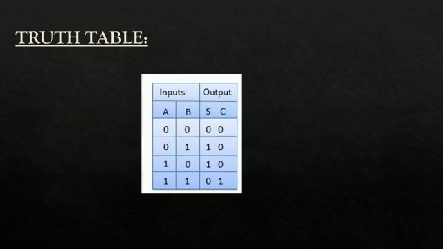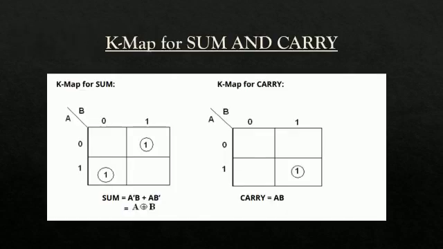and this is the truth table. That is, if you give input as 0 and 0, then the sum will be 0 and the carry will be 0. If you give input as 0 and 1, then the output will be 1 and 0, that is sum 1 and carry 0. Likewise for other. Now the next one is K-map for sum and carry.